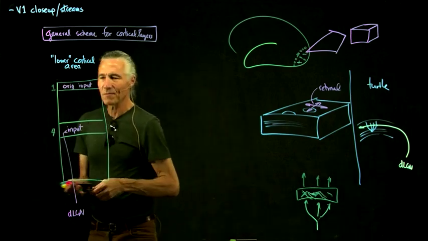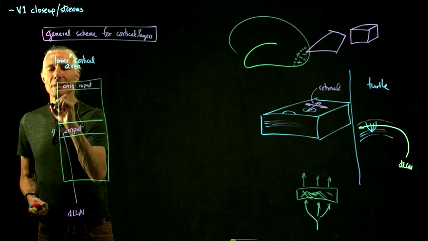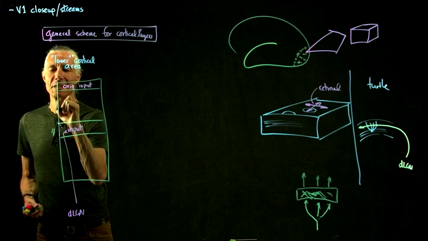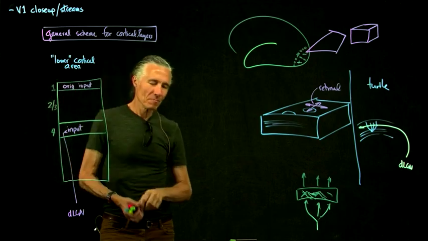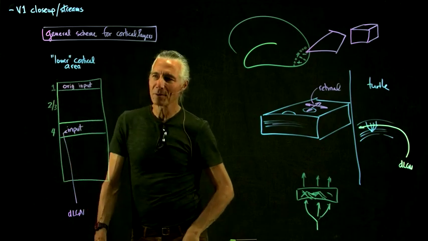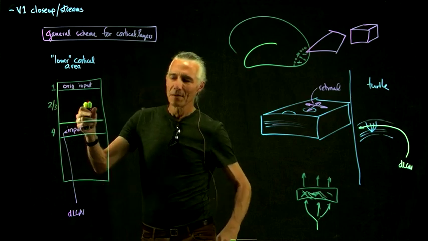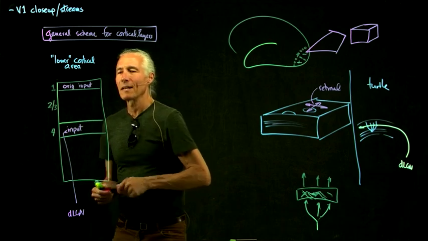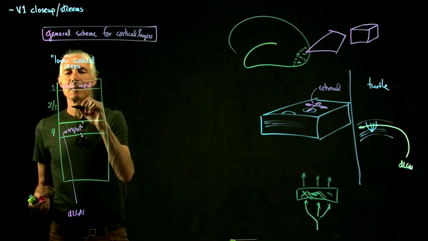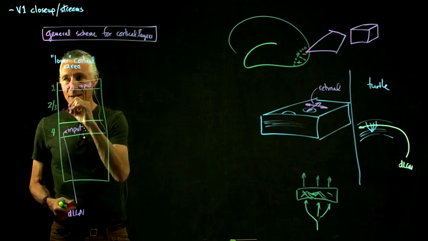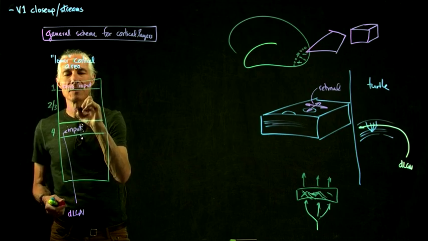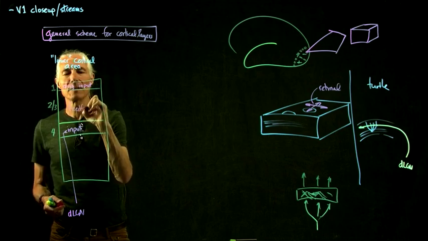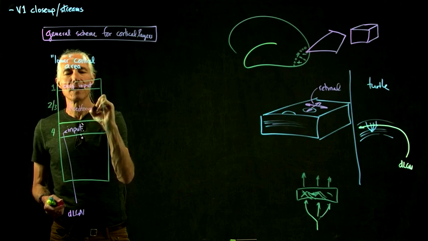So then we have layer 2, 3. And people initially sort of distinguish 2 and 3, and they're slightly different, but we can think of this area as the feed-forward layers. So these are sending information to higher level areas.